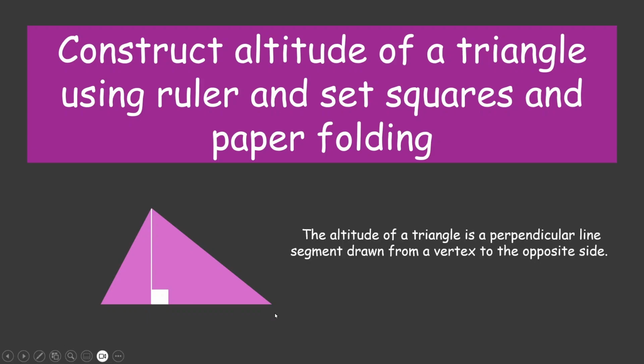for this base. Similarly, for this opposite side, we'll draw the altitude from this vertex. So we'll draw a line segment which is perpendicular to the opposite side, and this is the altitude of this triangle corresponding to this base.